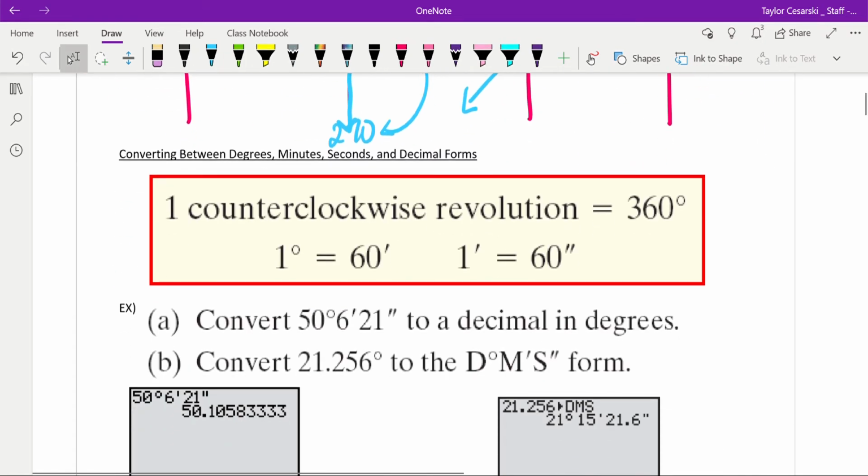Alright, so next we're going to talk about something called degrees, minutes, seconds. This is probably a little bit new. You don't talk about it in Math 3. Really, your calculator does all the work for you, though. So go ahead and have your calculator handy.